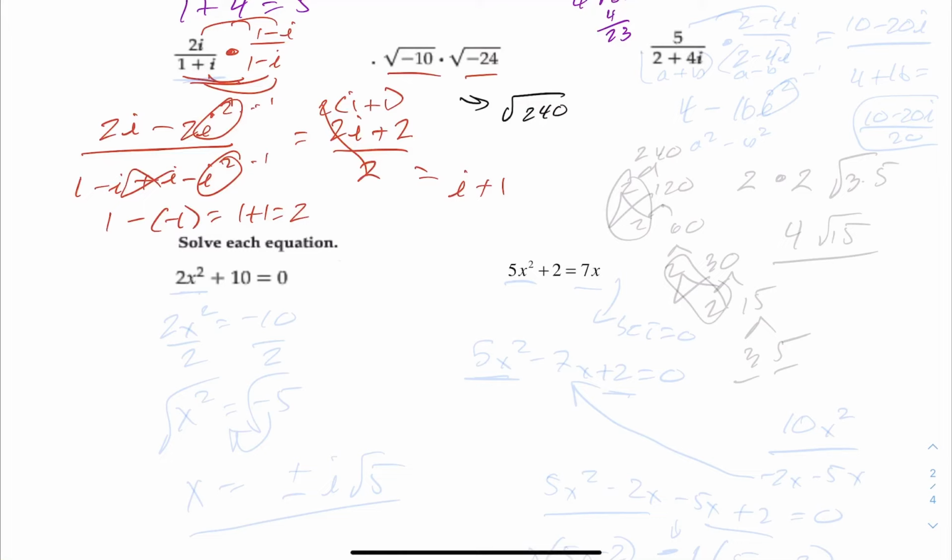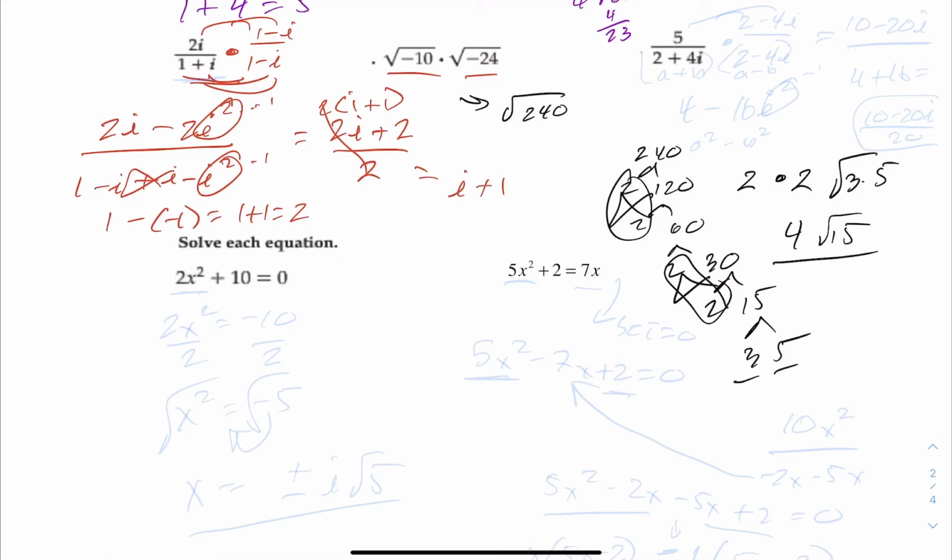So I like to start small. So 2 and 120, then 2 and 60. So there's a pair. 2 and 30, 2 and 15, another pair, 3 and 5. So we have a pair of 2s on the outside from this guy. We have a pair of 2s on the outside from this guy. And we have no pairs, so 15 is left on the inside. Simplify it. There you go. 240 broken down.